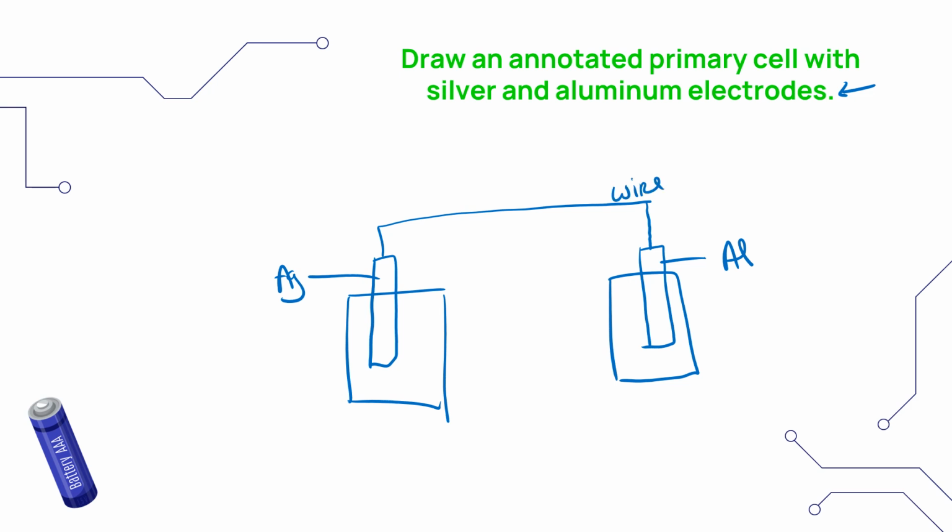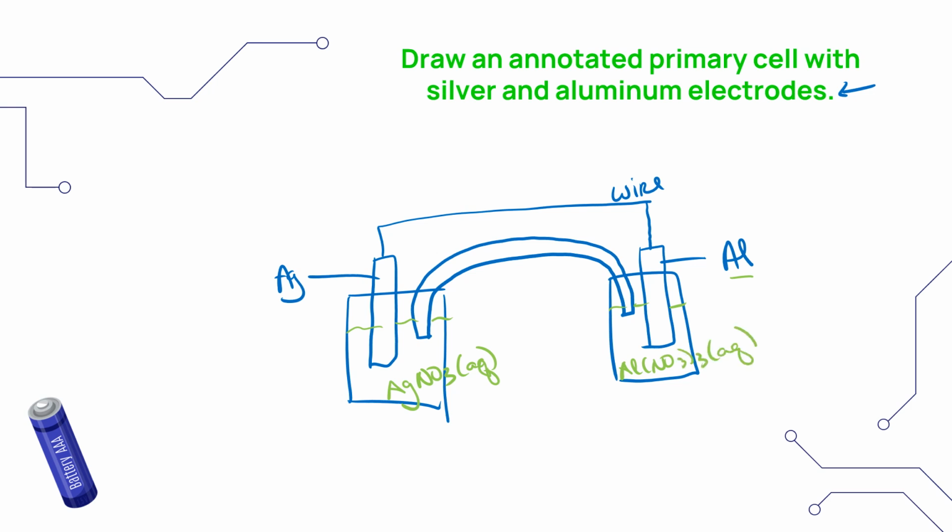We also need to add our salt bridge, right? So we're going to add a salt bridge like this. Perfect. We need to add some solution. So I'm going to submerge my silver into silver. Let's pick nitrate. So we'll have silver nitrate solution. That's an AQ for aqueous. And that means on the other side, we need some aluminum nitrate. Also solution.